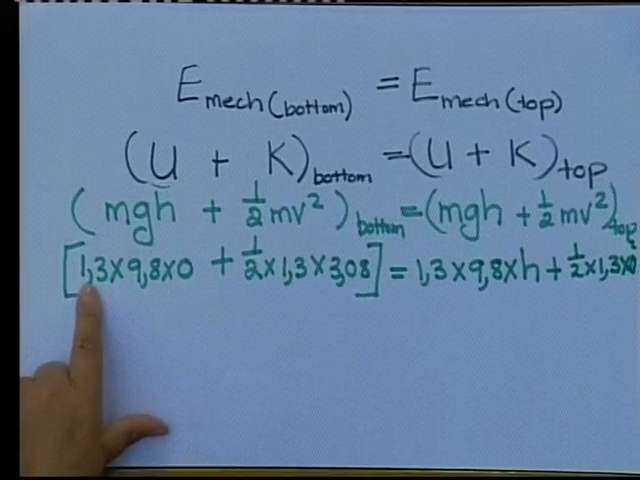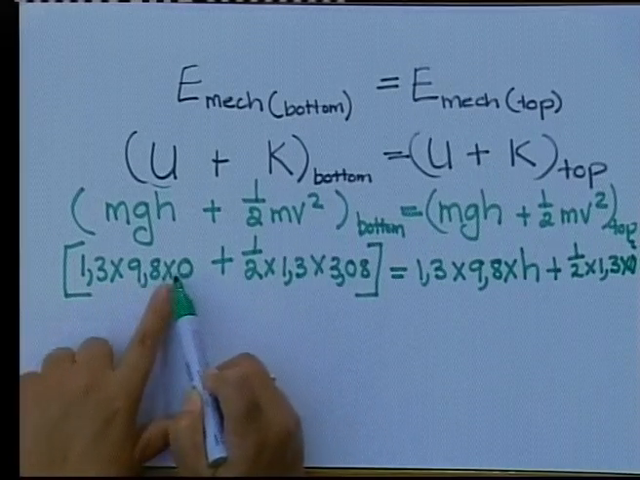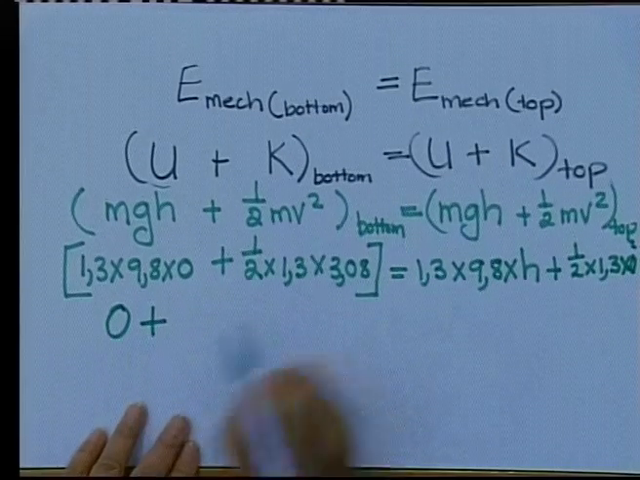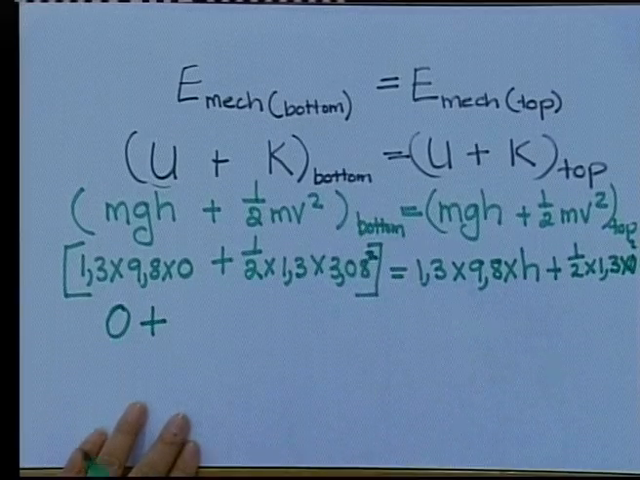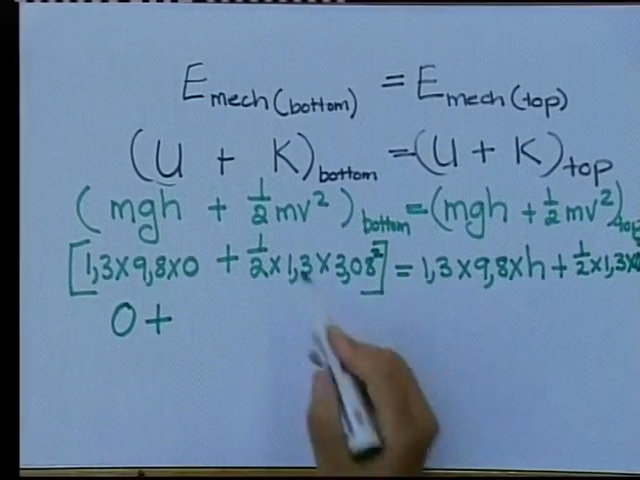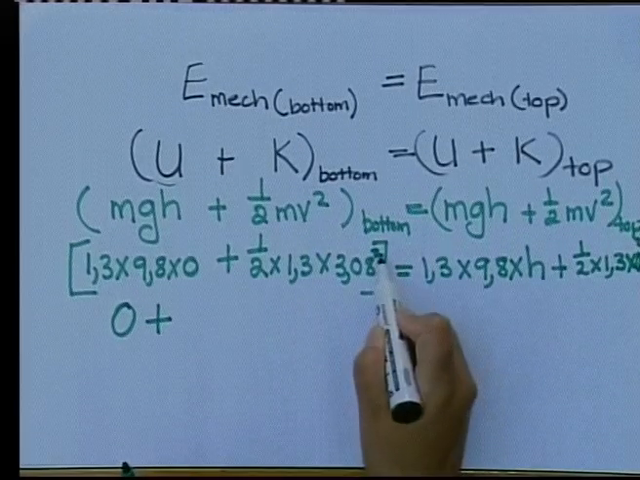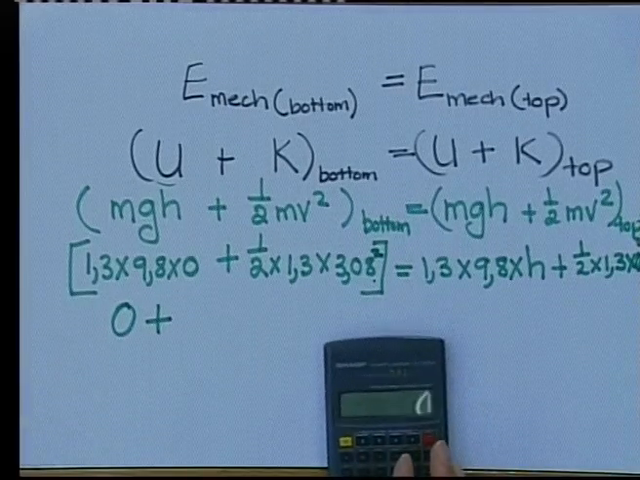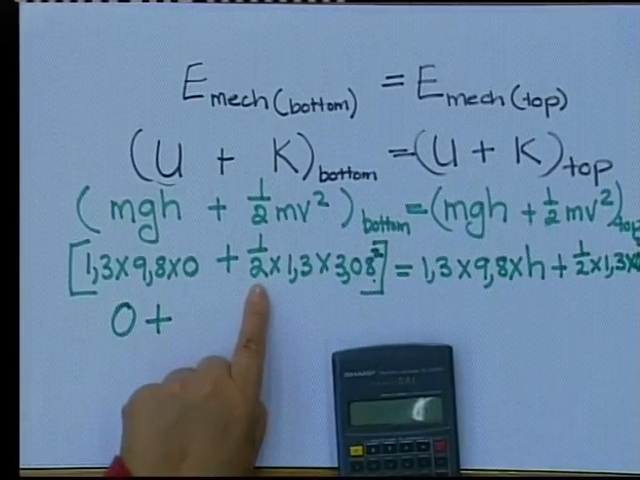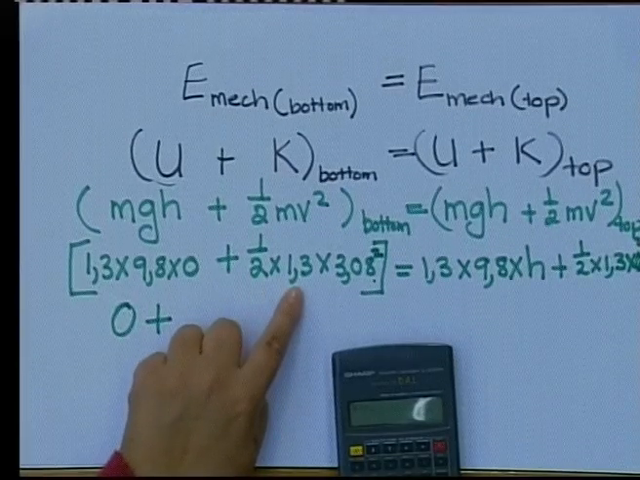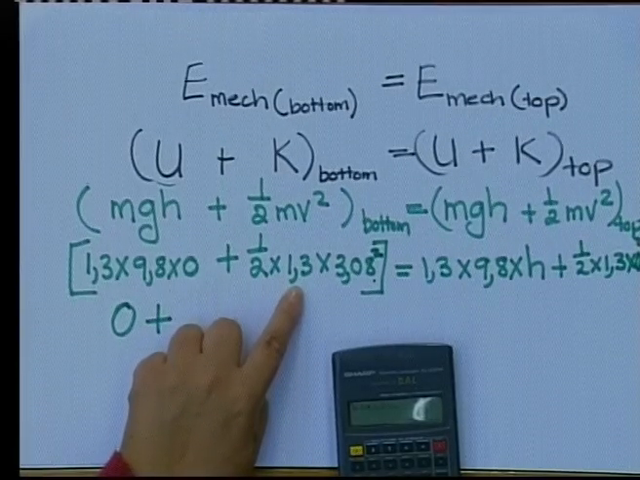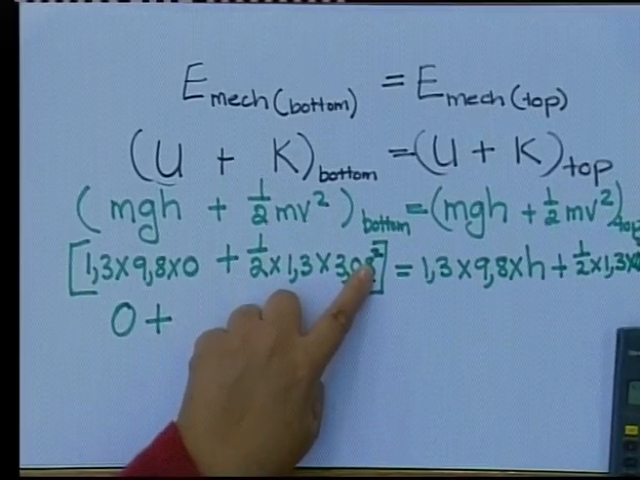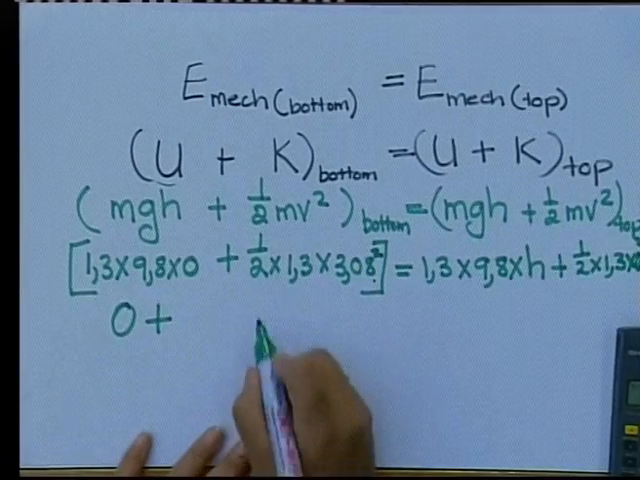We know anything multiplied by 0 will be 0. Right, so if you use your calculators, 1,3 times 9,8 times 0 will give you 0. Please, a common mistake that many students make is that the velocity is squared. So please don't forget to square it there. So we've got 0,5 or half times 1,3 times 3,08, and remember it's squared. And that will give you 61,6616.